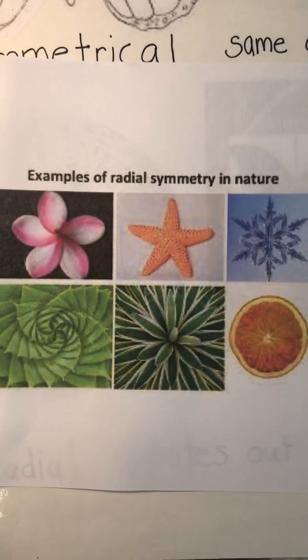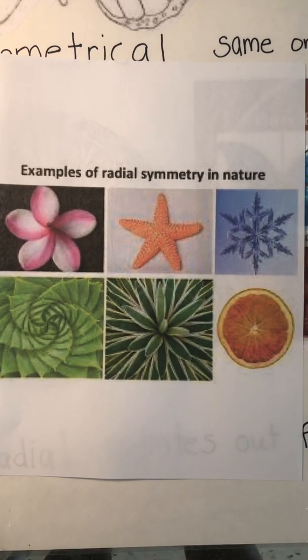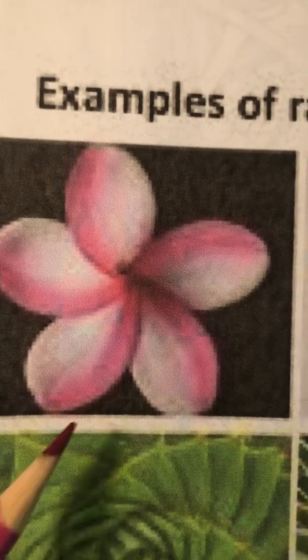Here are some more examples of radial symmetry found in nature. Yep, you guessed it, a snowflake. It's all the same coming out from the center point. So all of these are the same coming out from the center. They're radiating out. Starfish, it's all the same coming out from the center. We've got these arms that all come out from the center. Many flowers have radial symmetry where they're all the same coming out from the center.